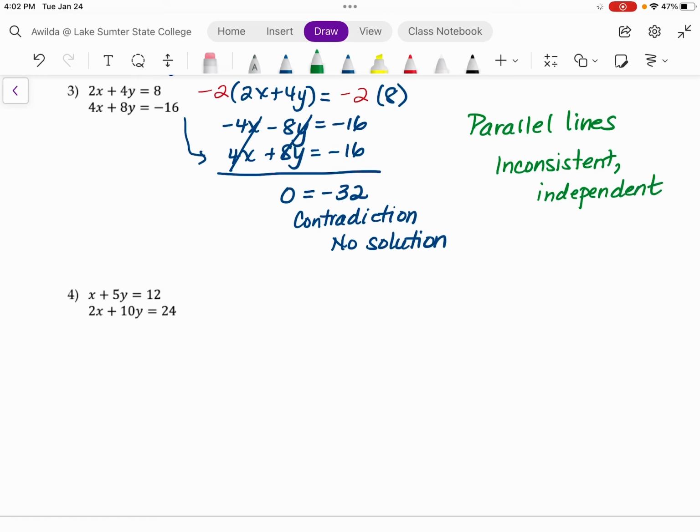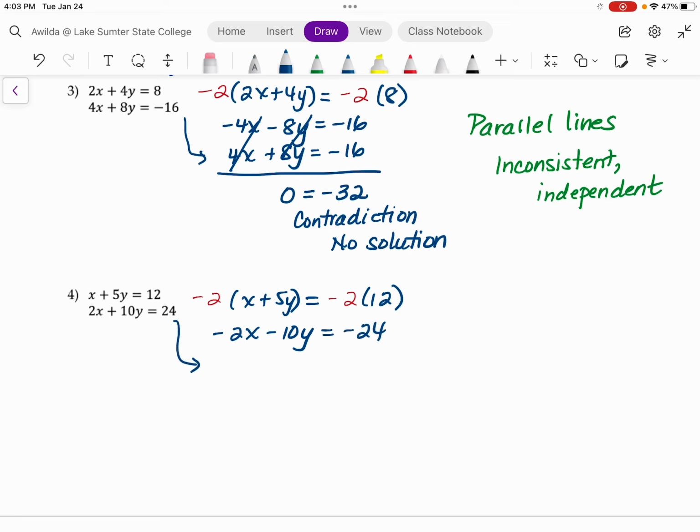Finally, let's look at our fourth example. x plus 5y is equal to 12. 2x plus 10y is equal to 24. In order to use the addition or elimination method, I'm going to multiply the first equation by -2 so that the x coefficients are opposites of each other. So again, I'm going to multiply the first equation by -2. So we have -2 times x plus 5y on the left and -2 times 12 on the right. Distributing, we get that -2x minus 10y equals -24.